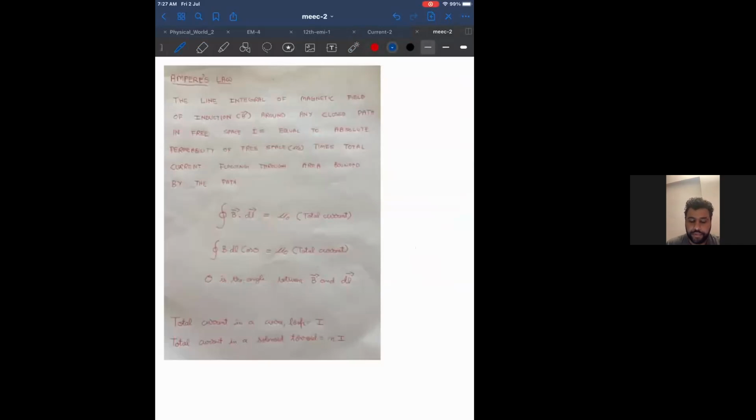So, see, the line integral means what? Integration with respect to length, correct? The line integral of magnetic field of induction around any closed path in free space is equal to the absolute permeability of free space times the total current flowing through that path. Correct? Now, this is the formula.